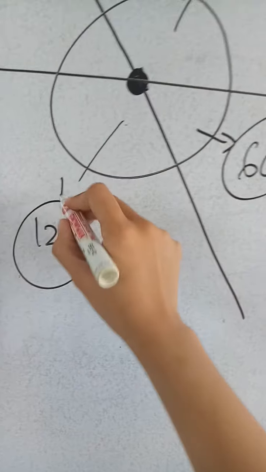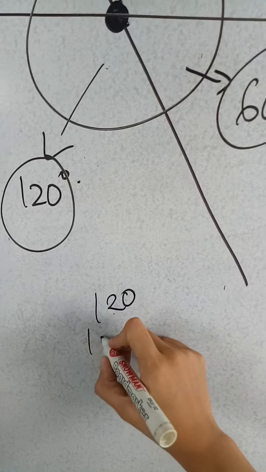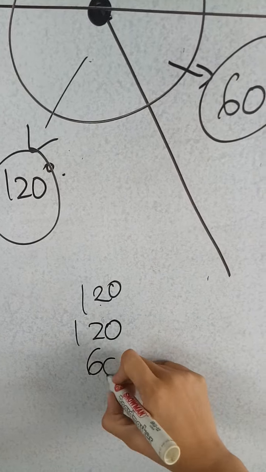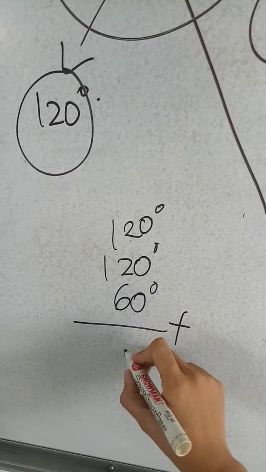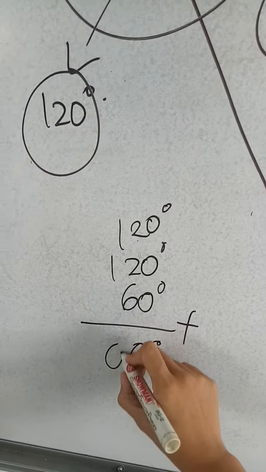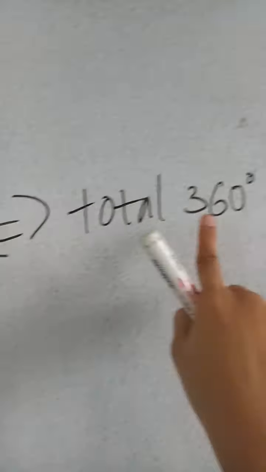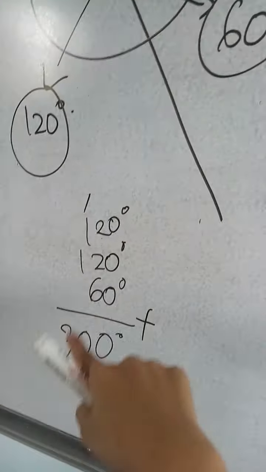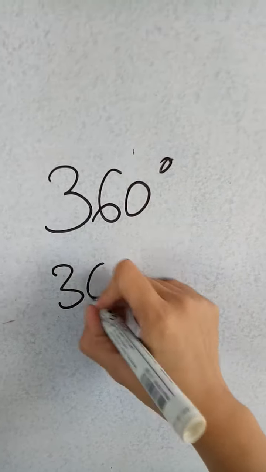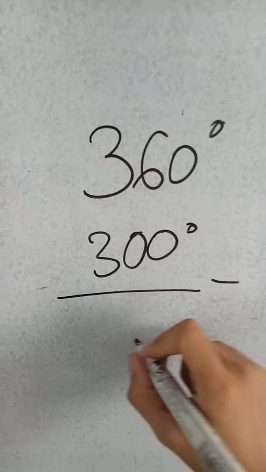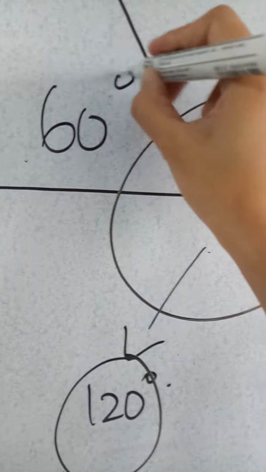You add all of them, it means 120 plus 120 plus 60. You add all, it becomes 300 degrees. And then we have the total, so you can do 360 degrees minus 300 degrees. It will be 60 degrees. It means the answer is 60 degrees.